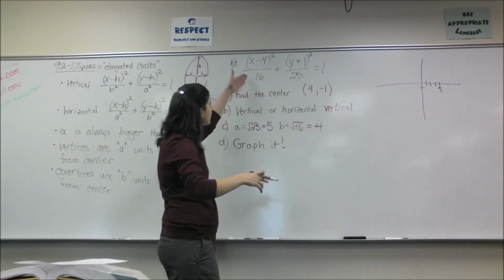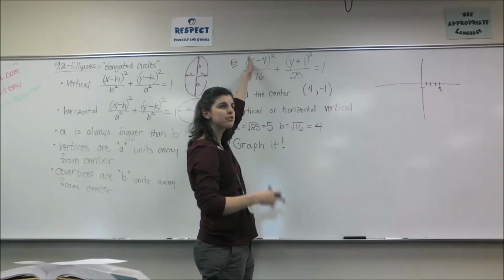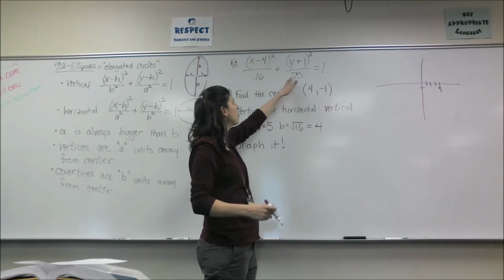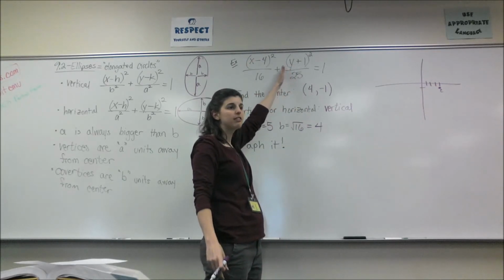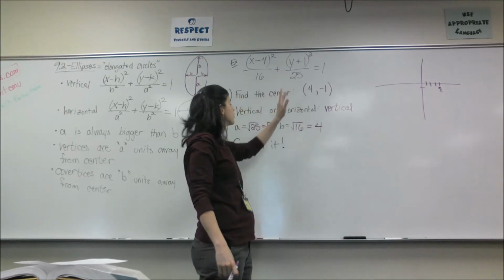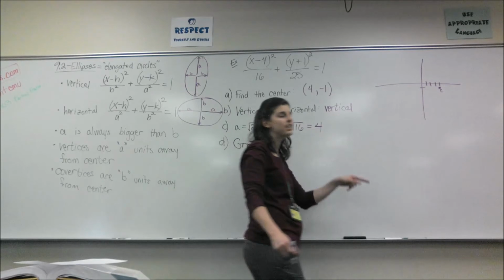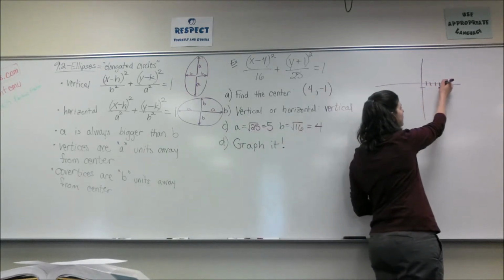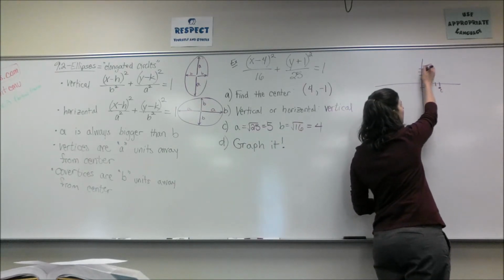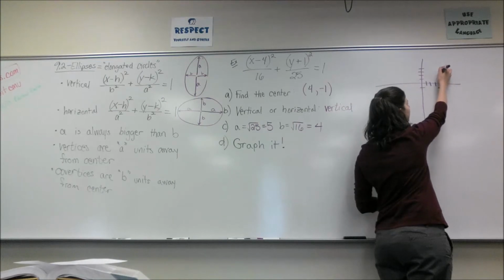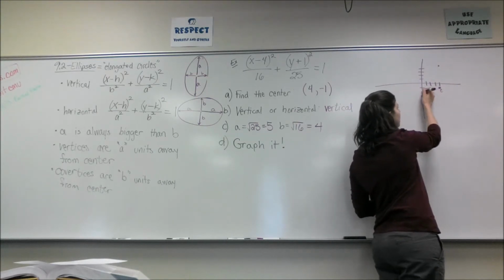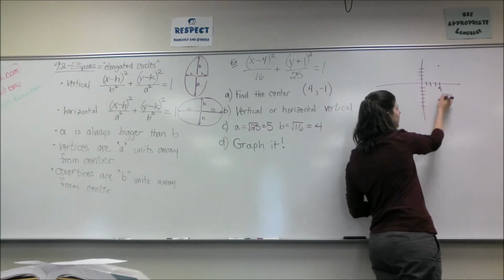So I'm going to go 4 units in the X direction, and I'm going to go 5 units in the Y direction from the center. So you're going to go 5 units vertically away from your center. So you're going to go 5 units up. So 1, 2, 3, 4, 5 units up, 5 units down.